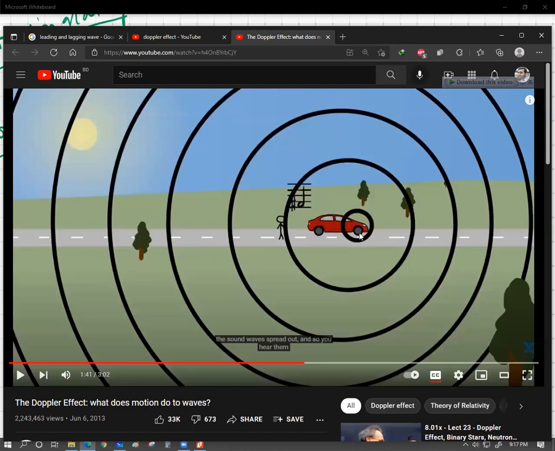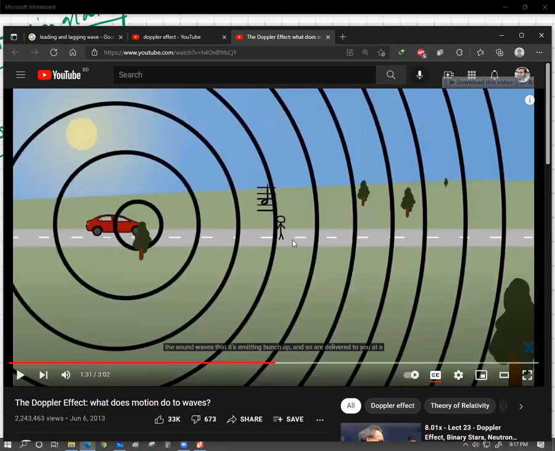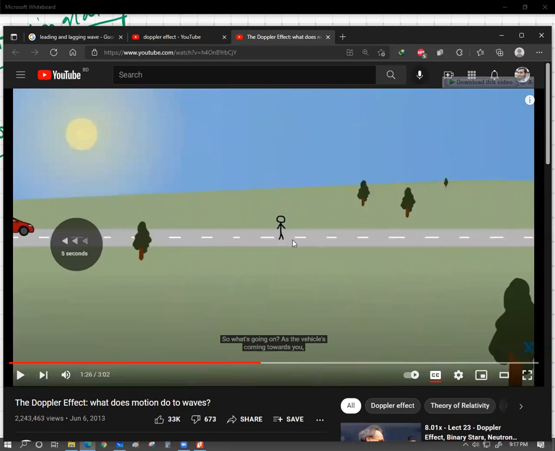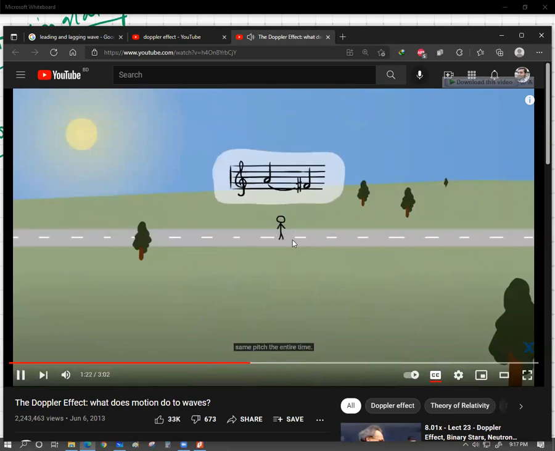The source is not emitting a different frequency. The source is emitting the same frequency, but because it is moving, in front of the car the waves are getting crunched. They are getting squashed. Behind the car, the waves are getting spread out. That is causing this person to perceive two different frequencies. So as the car approaches, he experiences higher frequency. As the car leaves, he experiences lower frequency. Hear the sound? The horn is playing the same pitch the entire time.